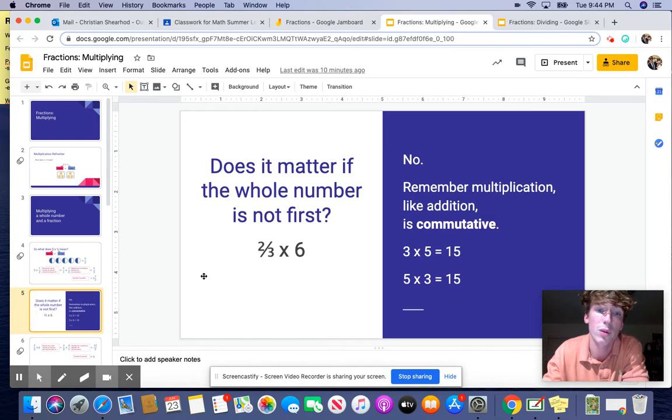Does it matter if the whole number is first or not? No. They're telling you it's commutative, which just means it can be put either way. If it's put first, if it's put second, it doesn't matter. Multiplying them out is going to give you the same answer anyways. Just like 1 times 2 is 2, and 2 times 1 is 2. You get the same answer no matter which way you multiply it.